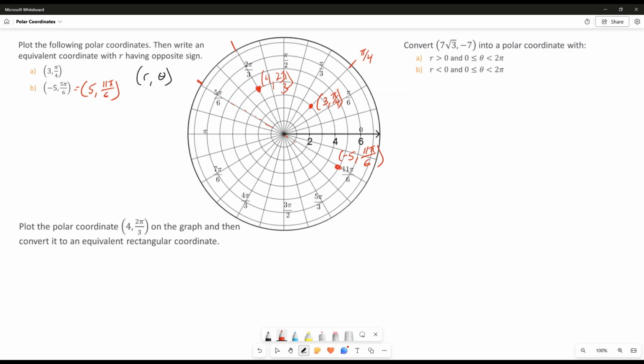All right, and then if we wanted to convert that point into its rectangular coordinates, the formulas we can use to convert from polar to rectangular are: to find the x coordinate, we can use r cosine θ, and to find the y coordinate, we can use r sine θ. And that really just comes from our right triangle trig.